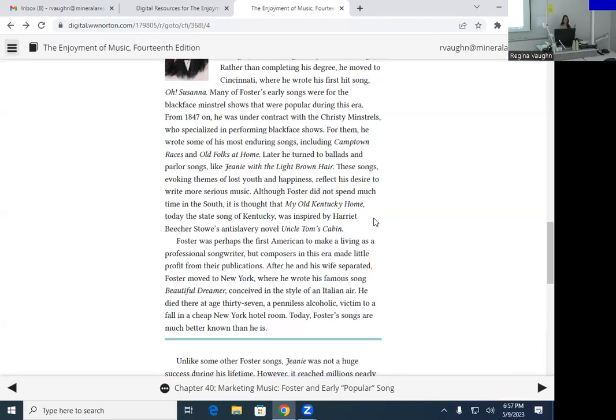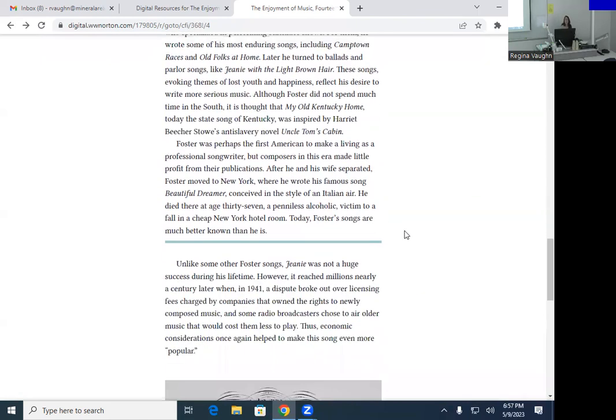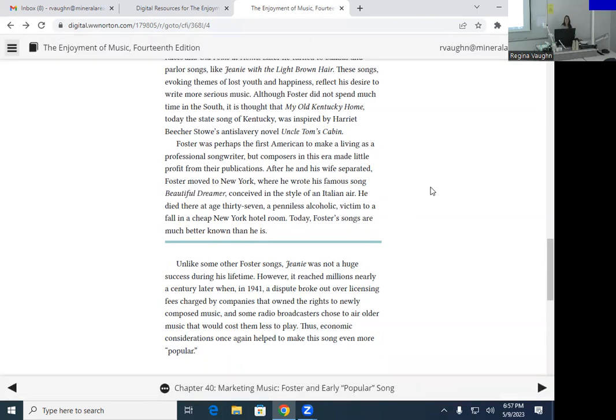He read Uncle Tom's Cabin and it inspired My Old Kentucky Home. Foster was perhaps the first American to actually make a living as a professional songwriter. The composers in this era made little profit from their publications. Foster moved to New York, where he wrote his famous song, Beautiful Dreamer, which is one of my favorites of his, conceived in the style of an Italian aria.